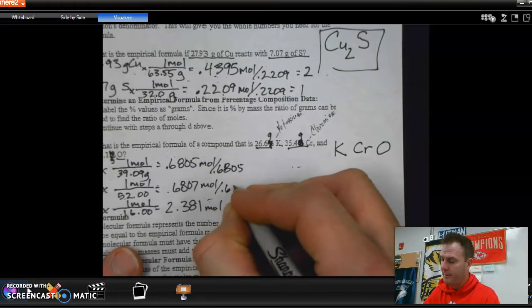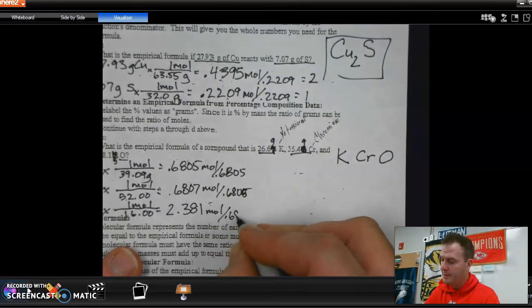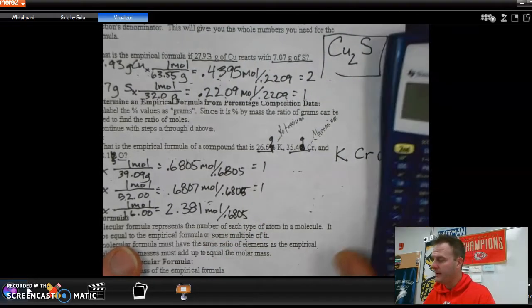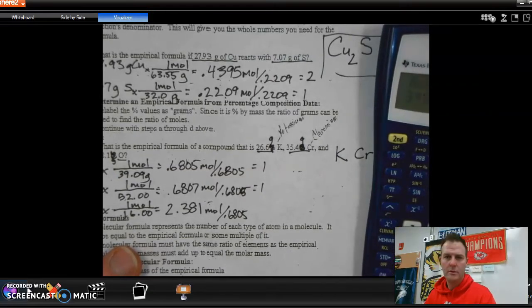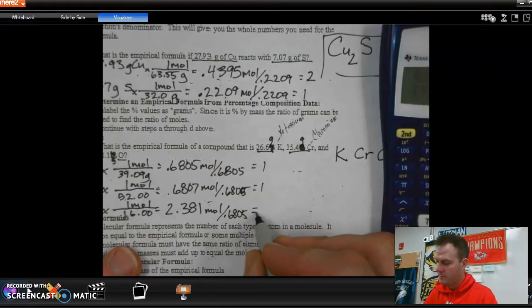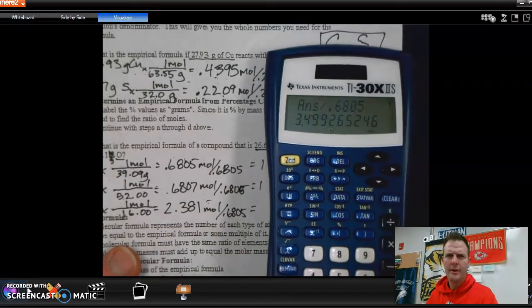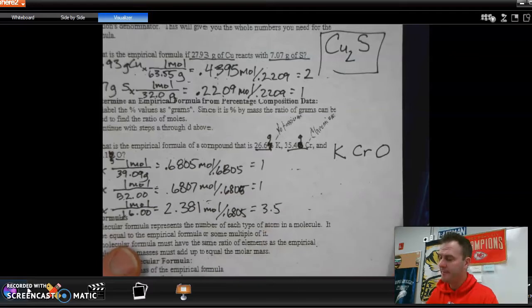0.6805 divided by 0.6805, of course that's 1, and of course that's 1. Let's see what this one equals. Uh-oh. 3.49. Now, for us, we're going to call that 3.5.